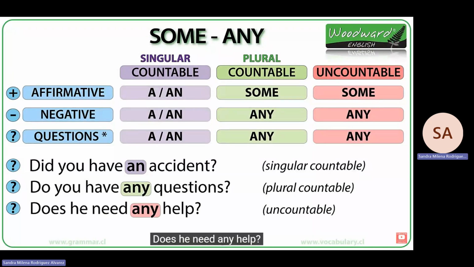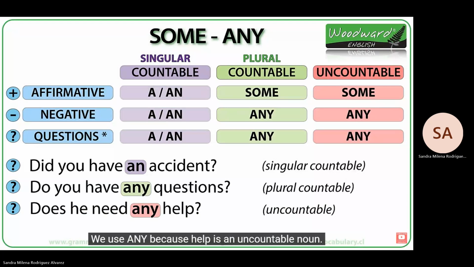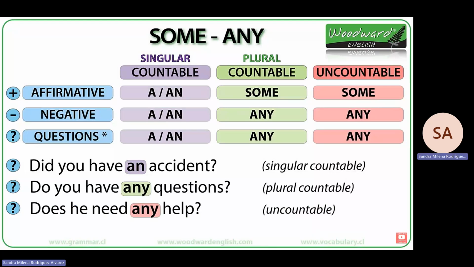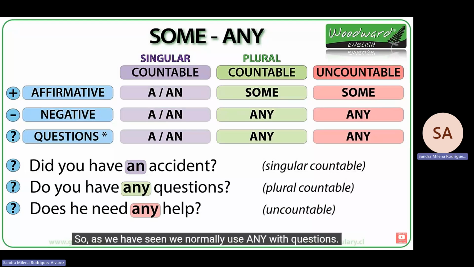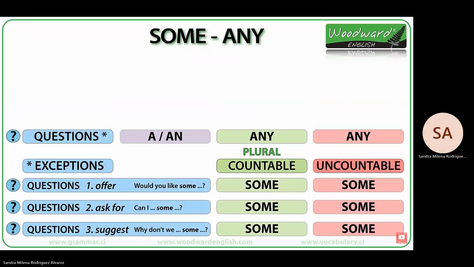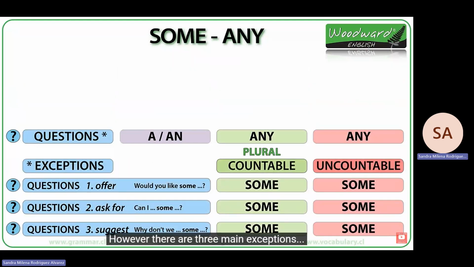Does he need any help? We use any because help is an uncountable noun. So, as we have seen, we normally use any with questions. However, there are 3 main exceptions: when we offer something, when we ask for something, and when we suggest something. Here we use some instead of any.